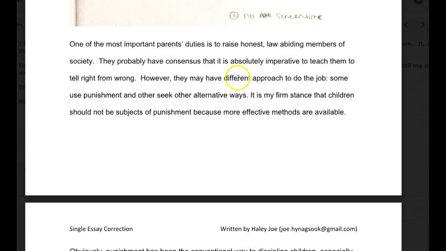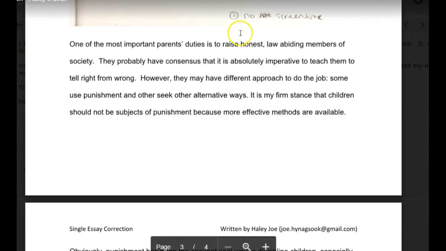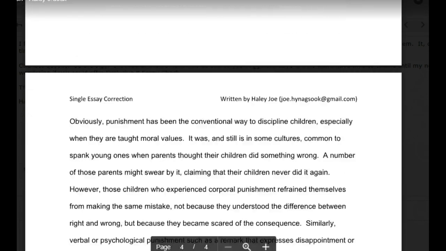They may have different approaches or a different approach. Another grammatical problem here: other alternative ways. Okay, fine. So essentially, in these sentences, there was pretty much an error in almost every one. So do be careful with that.